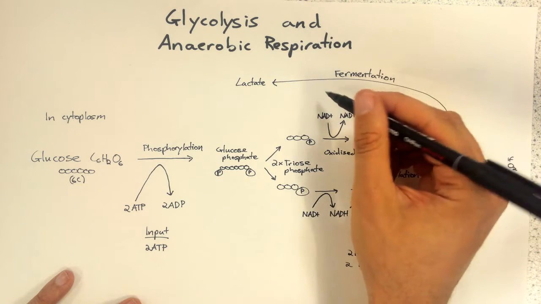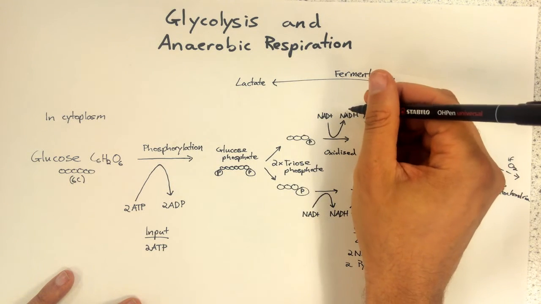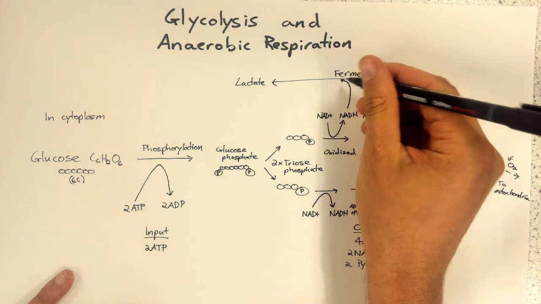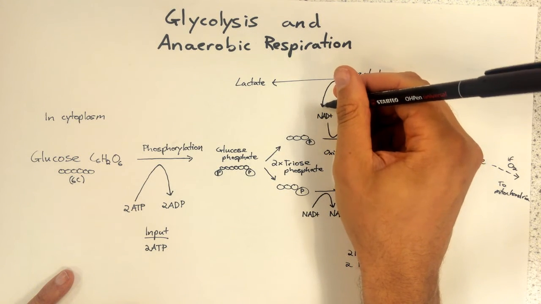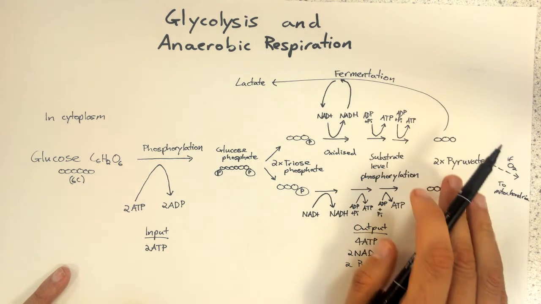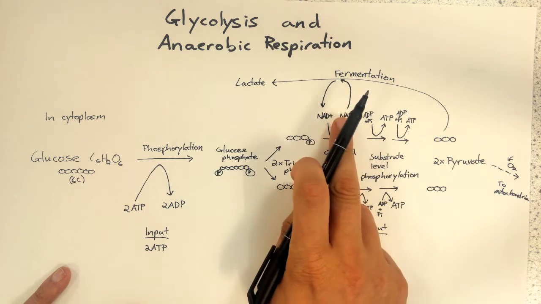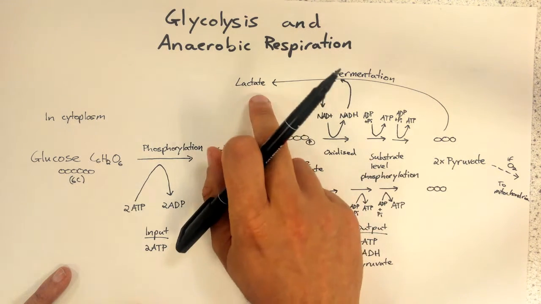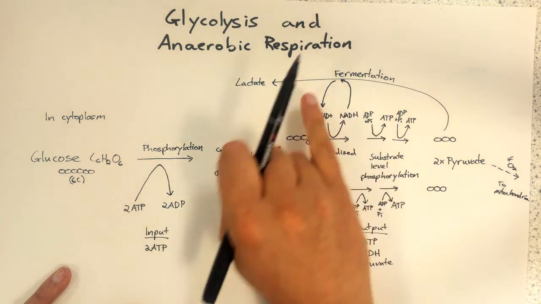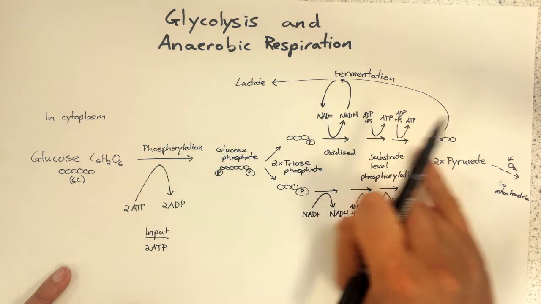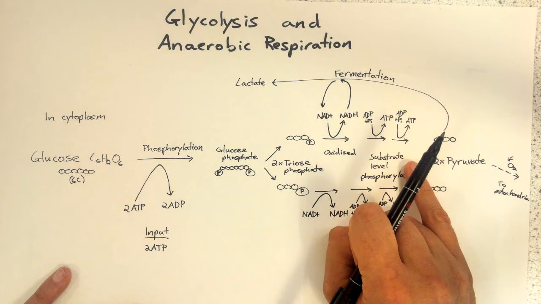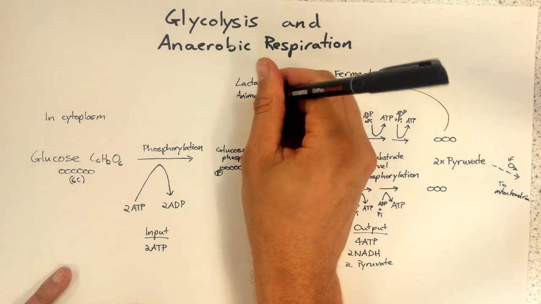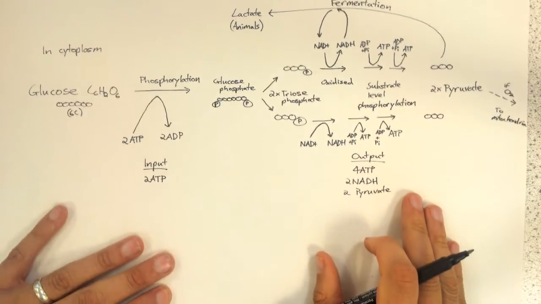The purpose of fermentation is to oxidize the NADH so that it returns to its form of NAD+. In other words, the pyruvate is accepting electrons from the NADH, and it is itself becoming reduced to lactate. That will provide the NAD+ needed to keep this process going. Lactate is produced by animals, but that is not the case for some other groups of organisms.